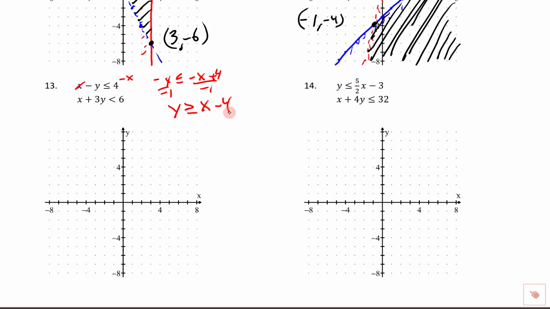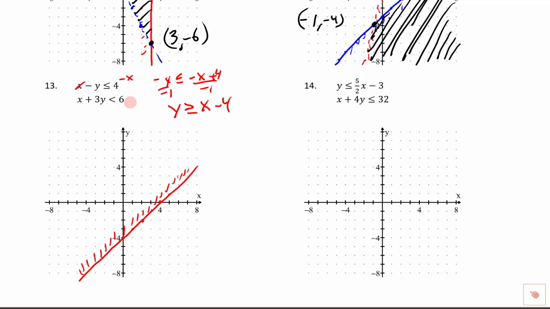So this one's going to cross at negative 4, and it has a slope of 1. So rise 1, run 1, rise 1, run 1. So it's going to look something like this. And it's equal to, so that's going to be a solid line. So I'm going to draw a solid line right here, like that. And its y is greater than that. So I'm going to do a little bit of shading above this right here. Okay. All right, let's take a look at the other one.